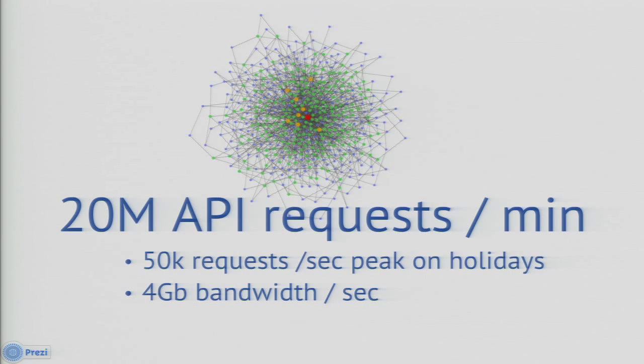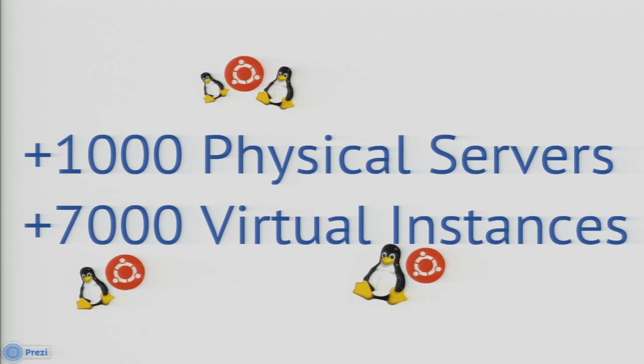We have 20 million API requests per minute, 50K requests per second on our peak season, and around 4 gigabit of internet bandwidth per second. So we have around 1,000 physical servers and 7,000 virtual instances running in our environment.